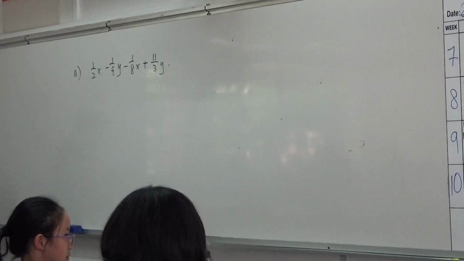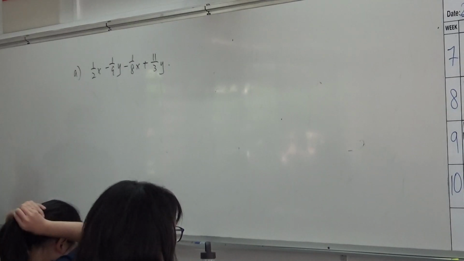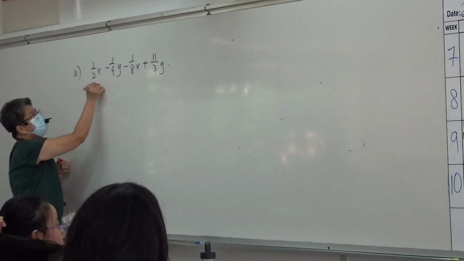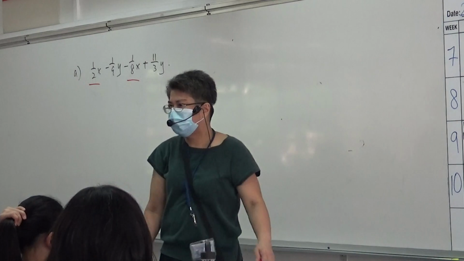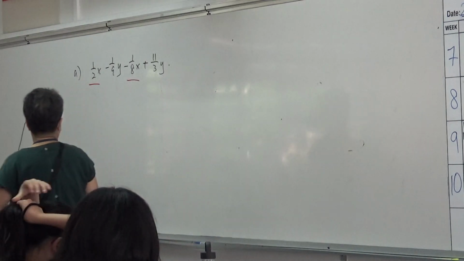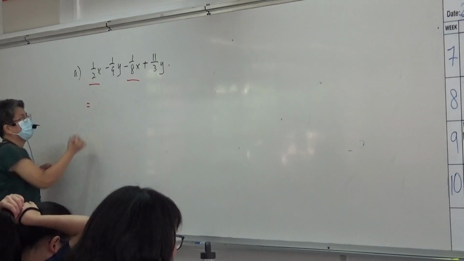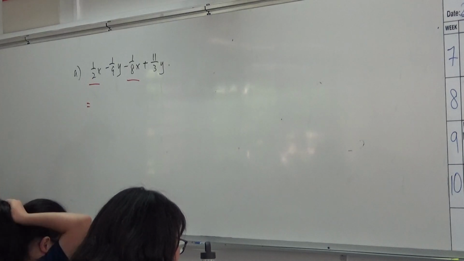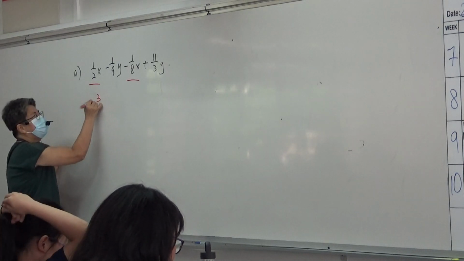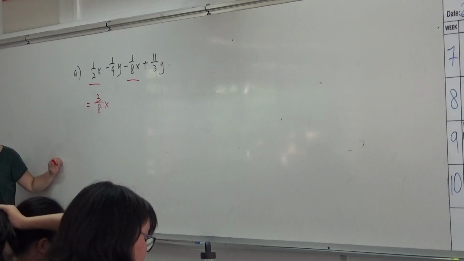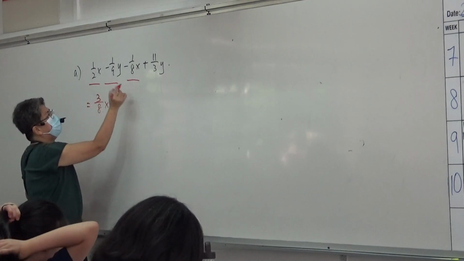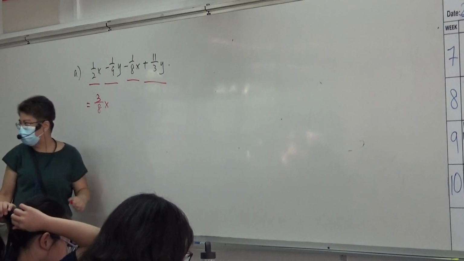Now I want all of you to get your calculator ready. All of you key 4 - 1/8. What is your answer? 3/8. So this will be 3/8x. Can you see now? I'm also collecting my terms. Then -19 + 11/3.